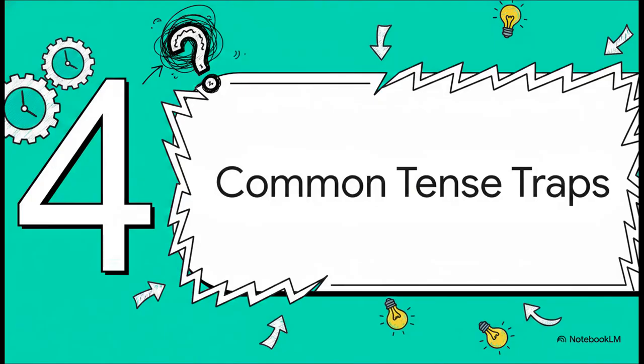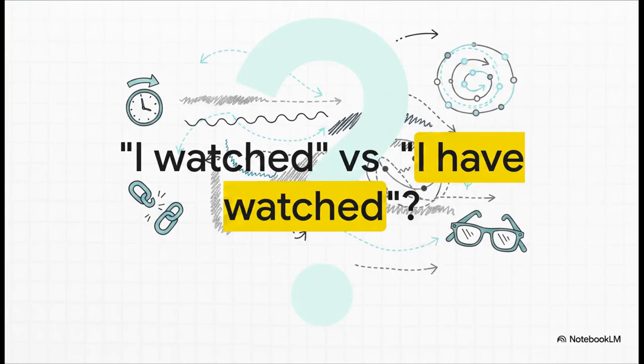All right, let's get into it. Let's tackle some of the areas that cause the most confusion. By looking at a couple of these tense traps head-on, the whole system is going to become even clearer. So here it is, probably the #1 most confusing pair in English. Past simple versus present perfect.